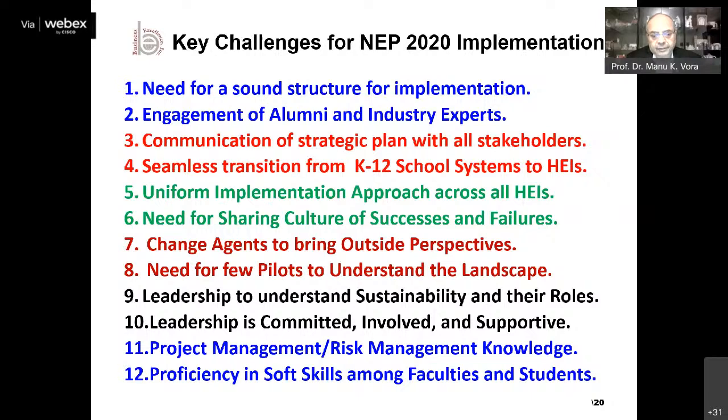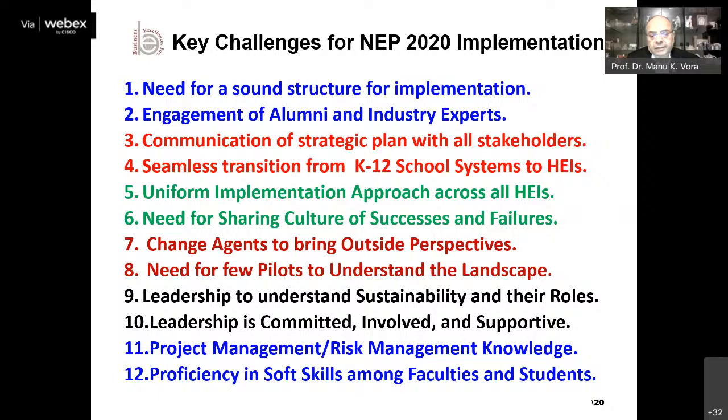Now, project management and risk management knowledge is very important. We'll talk a little bit more about it because, as I mentioned, NEP 2020 implementation is nothing but a project. So a project management backbone is essential. We are dealing with a lot of uncertain areas, doing it for the first time. Hence, risk is an inherent part of project management.